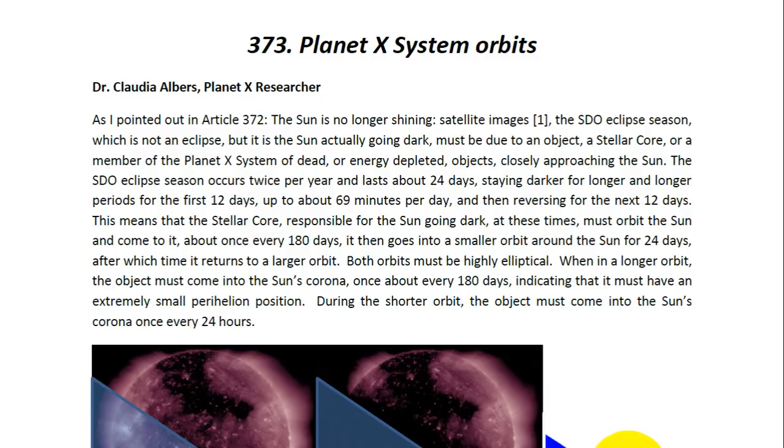Staying darker for longer and longer periods for the first 12 days, up to 69 minutes per day, and then reversing for the next 12 days. This means that the stellar core responsible for the sun going dark at these times must orbit the sun and come to it about once every 180 days. It then goes into a smaller orbit around the sun for 24 days, after which it returns to a larger orbit. Both orbits must be highly elliptical. When in a longer orbit, the object must come into the sun's corona once about every 180 days, indicating that it must have an extremely small perihelion position. During the shorter orbit, the object must come into the sun's corona once every 24 hours.